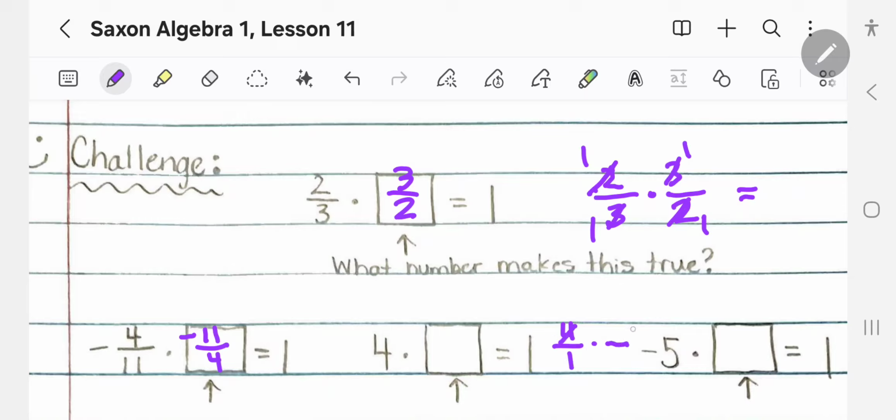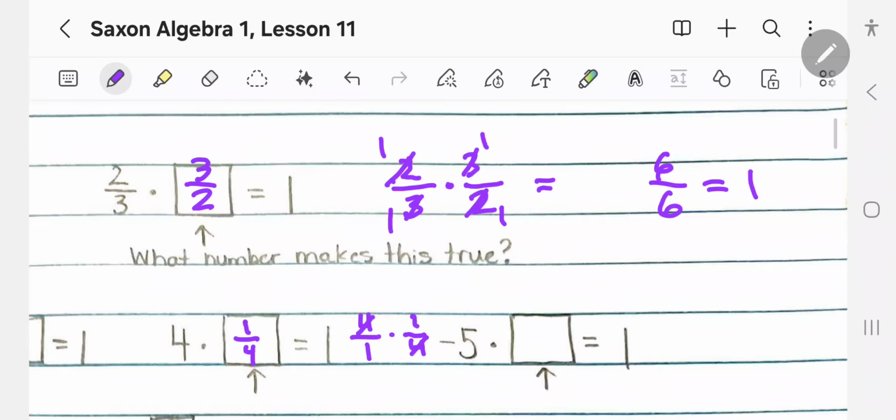We need that 4 to cancel, so let's put a 4 down here. And we don't have anything to cancel with this 1. That wouldn't be helpful, so let's put that 1 up there. It'd be 1/4. 4 times 1/4 would give you 1. Let's move over and look at this last one, and I'll erase the 1 here beside it.